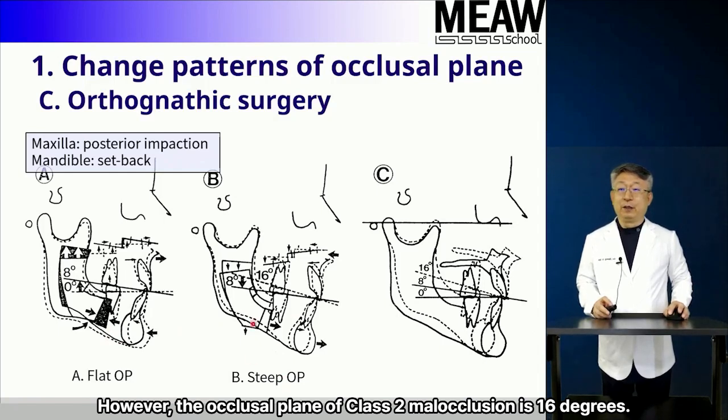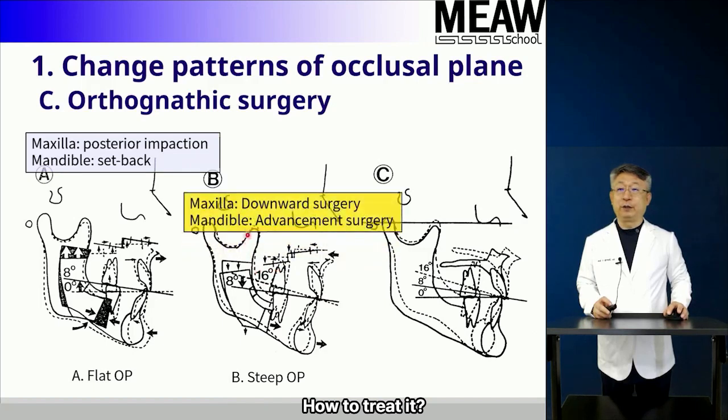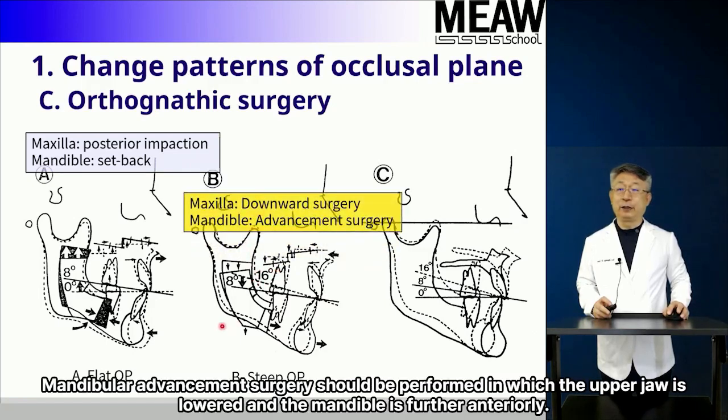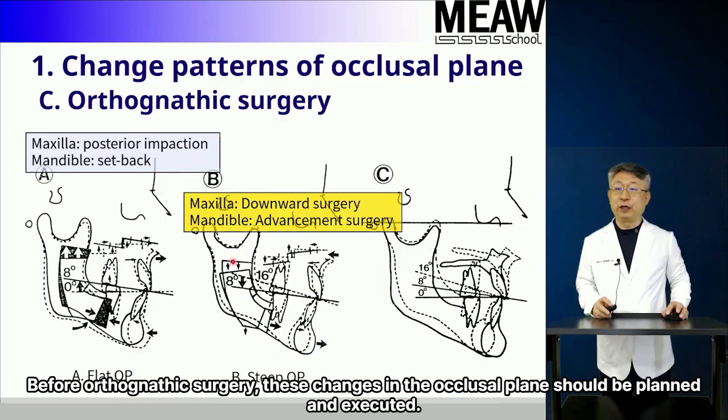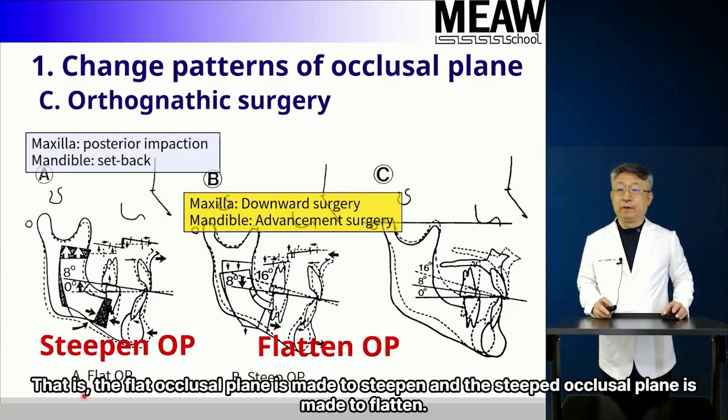However, the occlusal plane of Class 2 malocclusion is 16 degrees. How to treat it? Mandibular advancement surgery should be performed in which the upper jaw is lowered, and the mandible is moved further anteriorly. Therefore, the steep occlusal plane can be changed to the normal occlusal plane through double jaw surgery. Before orthognathic surgery, these changes in the occlusal plane should be planned and executed. That is, the flat occlusal plane is made to steepen, and the steep occlusal plane is made to flatten.